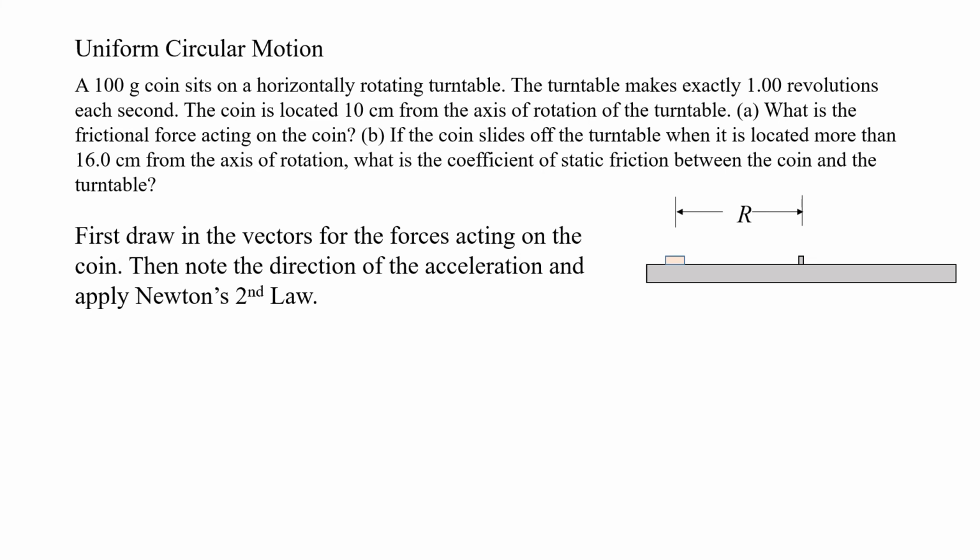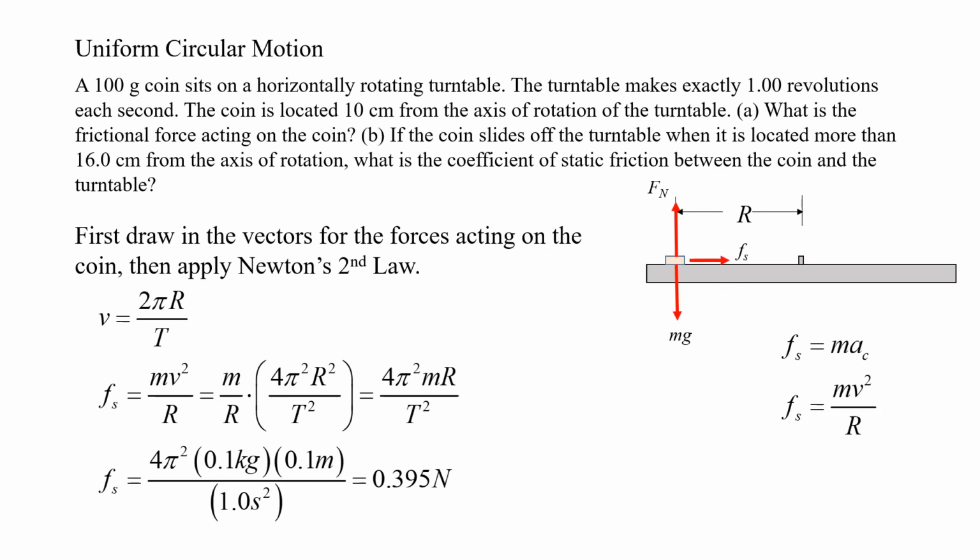So note the direction of the acceleration. The coin is moving in a circle, so we have an acceleration toward the center of the circle. So there must be a force acting on the coin, pushing it into the circle to give us that acceleration. We'll put in the forces and apply Newton's second law. It's the force of static friction between the coin and the turntable which pushes the coin into the center of the turntable.